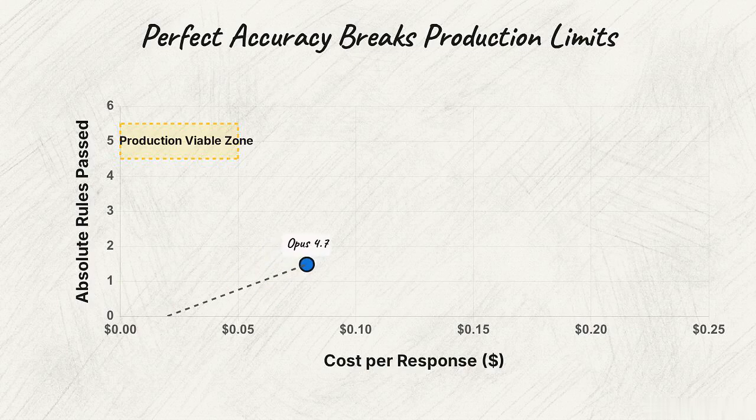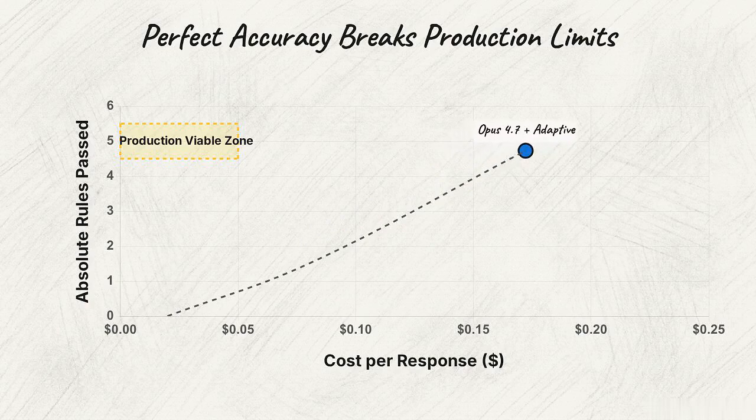For the 3rd attempt, we adjust the API harness. We enable adaptive thinking, allowing Opus 4.7 to determine its own reasoning time before answering. The result is perfect compliance. The accuracy metric hits the ceiling, but the cost of that perfection is significant.